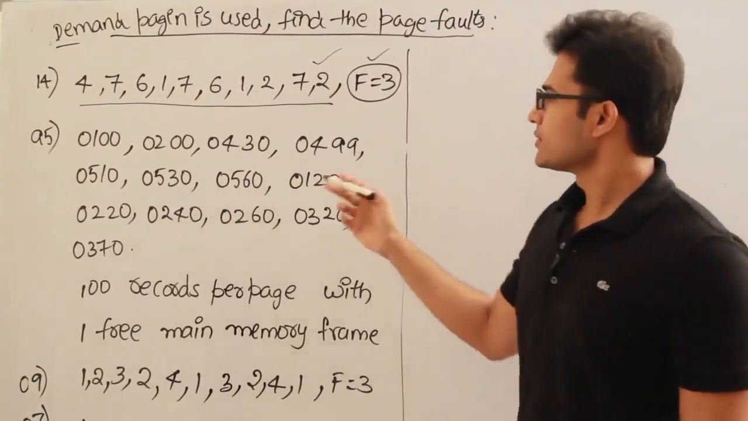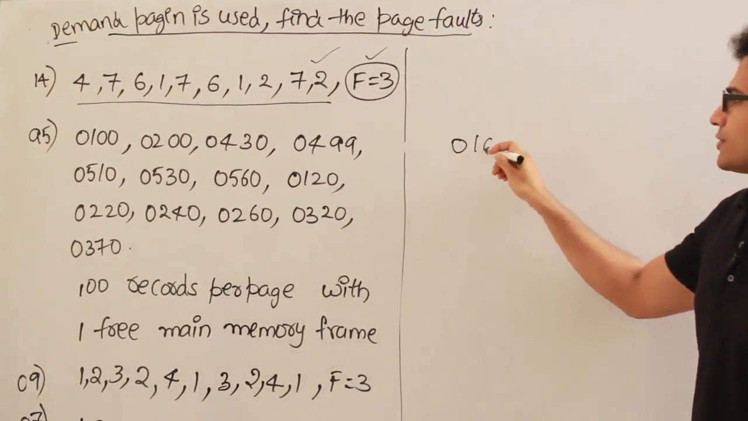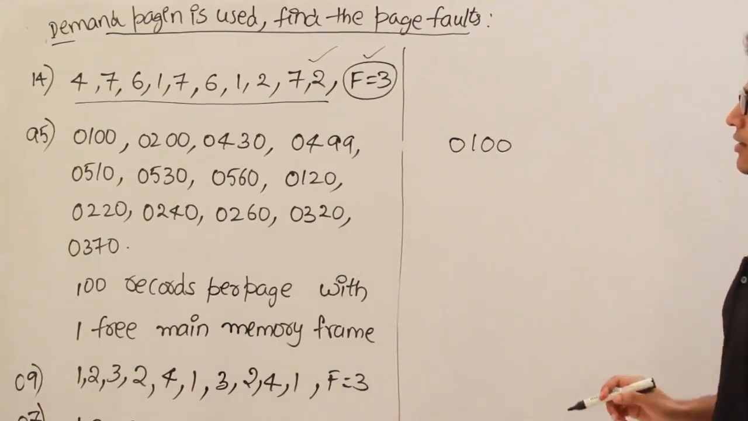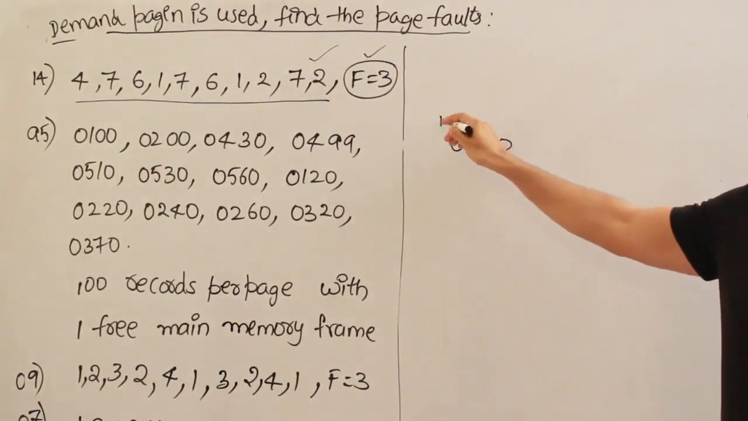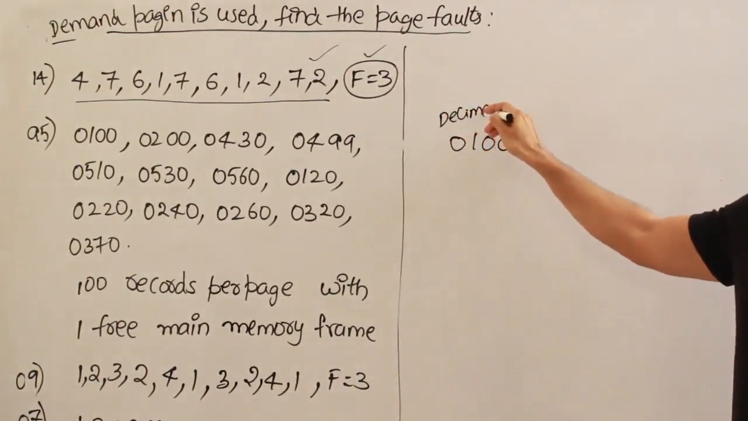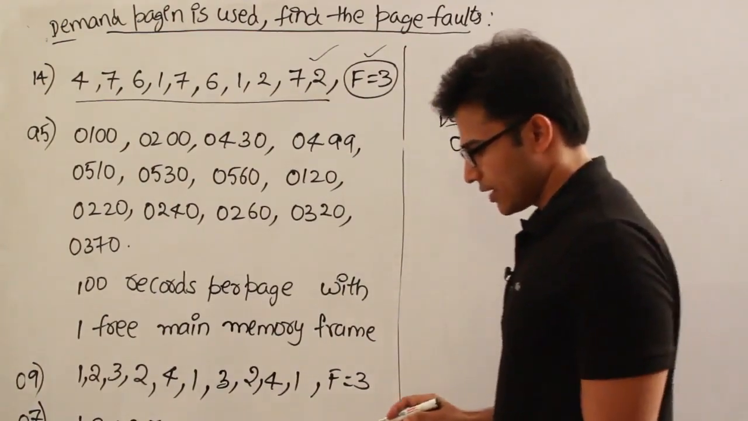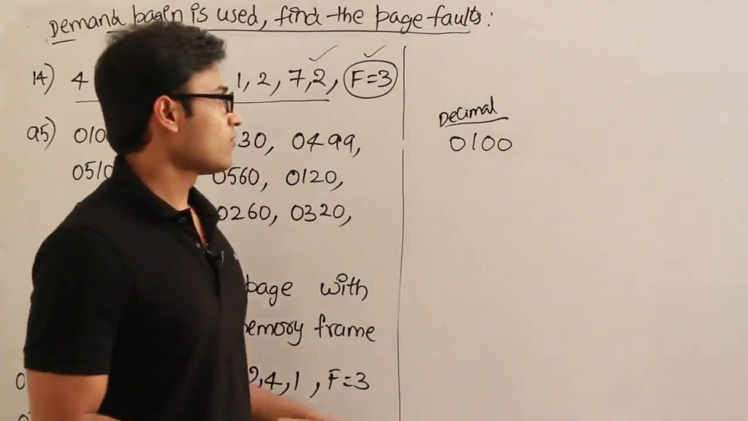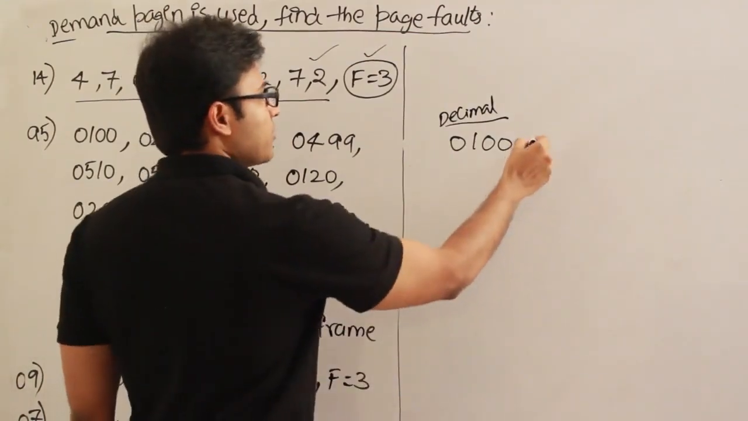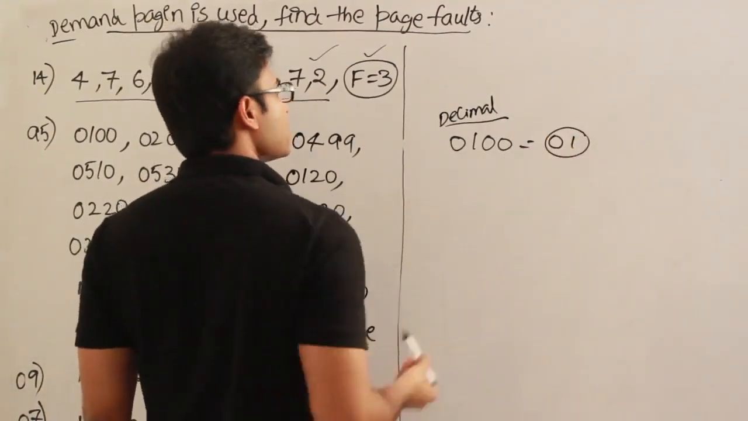See, if the address of the record is 0100, right? And these are all decimal addresses, decimal numbers, right? If the size of the page is 100 records, then what is the page number for this? The page number will be 01. So that is what is important.